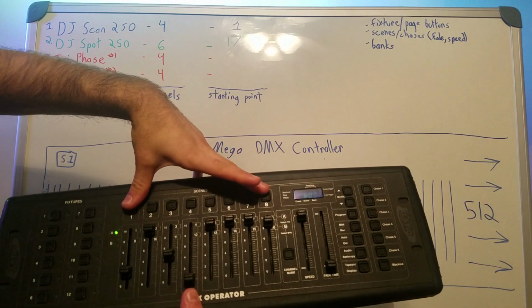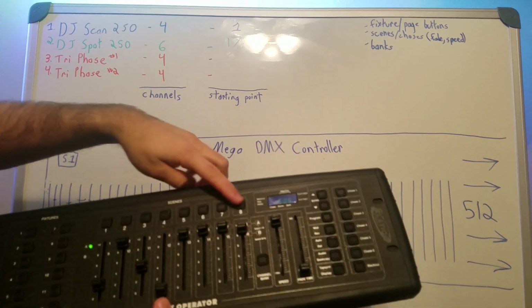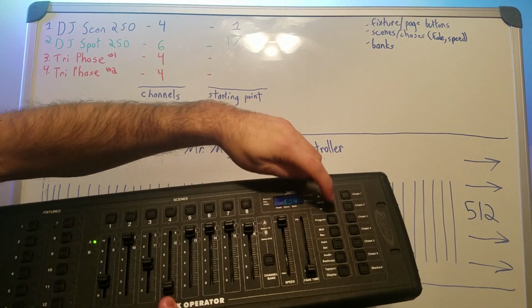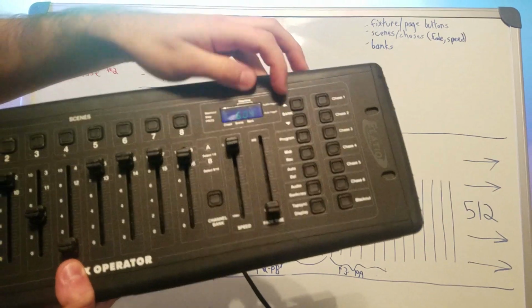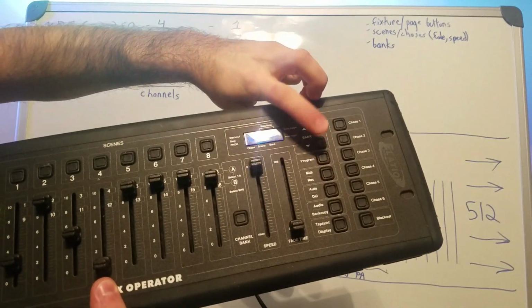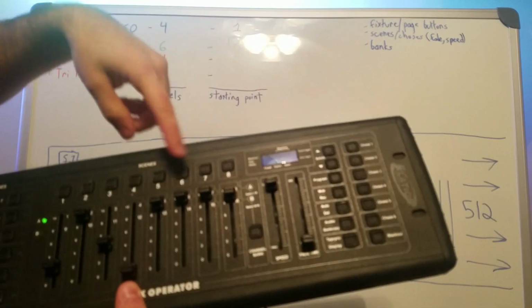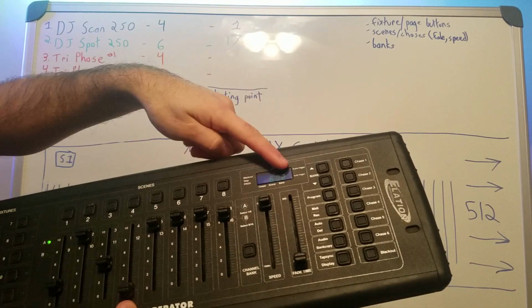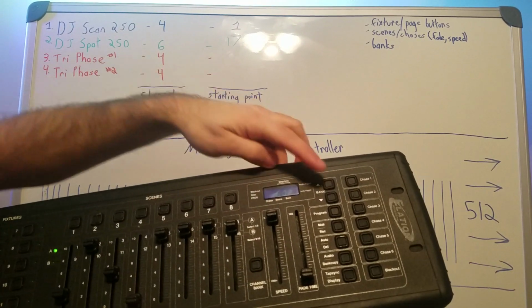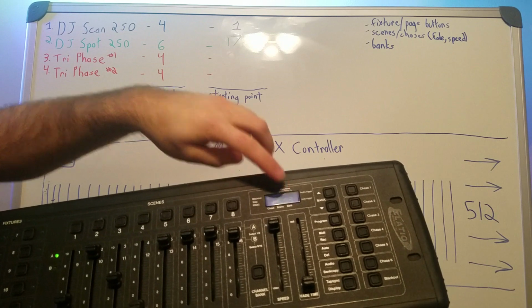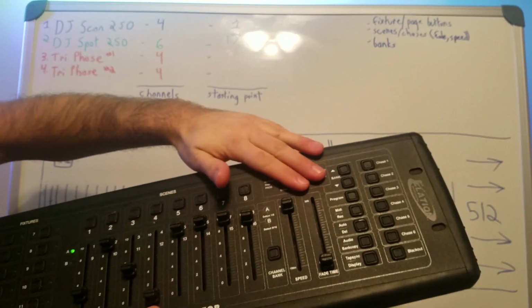Notice I have 8 scene buttons. If you want to get more than 8 scenes, that's when you change your bank. You see there's a button here that says bank, and you see it's changing. So bank 1 has 8. To go to 9, go to bank 2, and you get another 8. Then you go to bank 3 for another 8, and so on and so forth. So now we know what the scenes do.